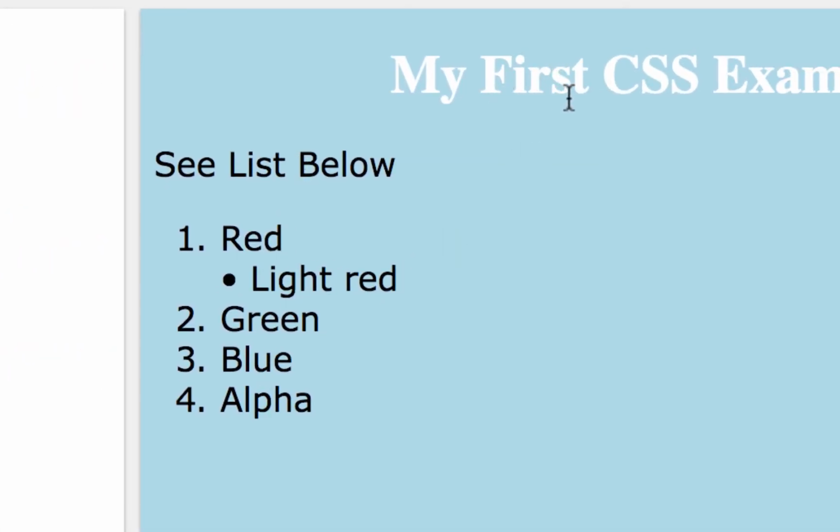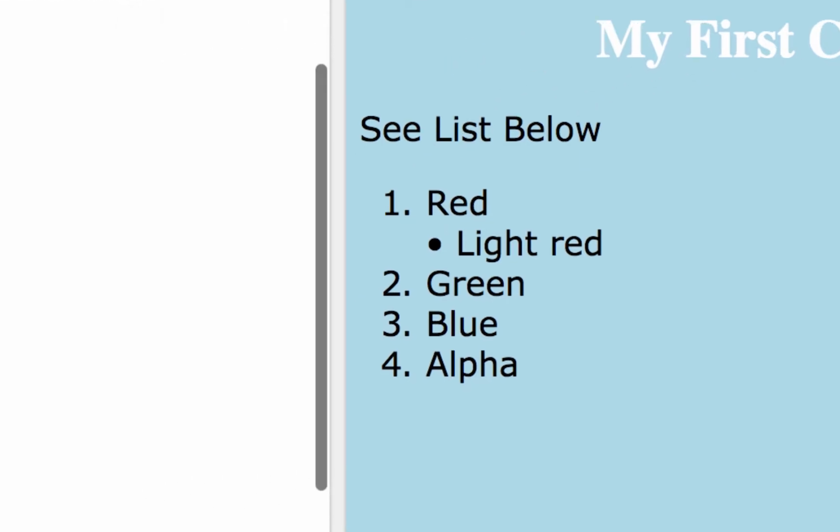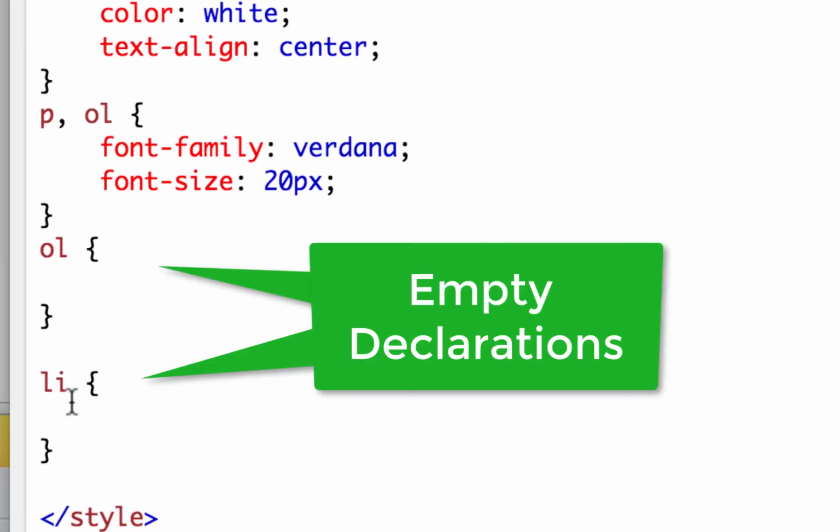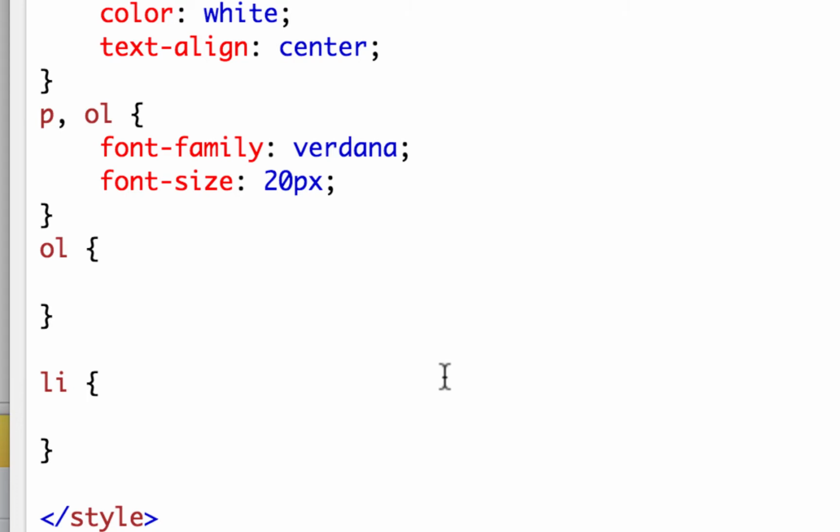Notice this is in the default Times New Roman. This is showing up in the Verdana font. And then we have some kind of empty declarations here where we don't have anything in yet, and we're going to just play around with that a little bit just to get familiar with some of the CSS properties a little bit more before we work on our own document.